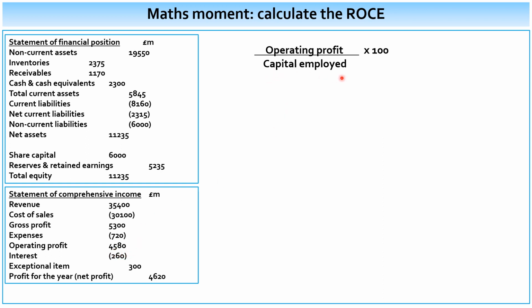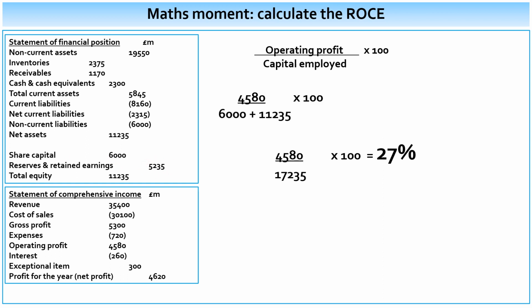Now our capital employed is the non-current liabilities, so 6,000, and our total equity, and the total equity here is 11,235 million, so 11.2 billion, and that's the 6,000 of share capital and the 5,235 of retained profit. So this would be our calculation, remembering here that the non-current liabilities are not a negative number for this purpose. It's money that has been used within the business. So 6,000 and 11,235, 17,235 is the capital employed.